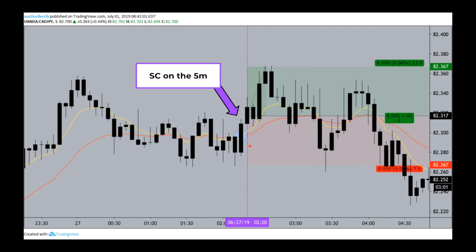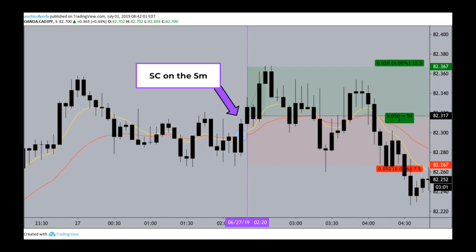Now, if we go to 2:20 in the morning, you can see this was a 5-minute shift candle up. You can see the 8 and 21 EMAs cross here at about 2:20 in the morning, and it moves about 5 pips higher before kind of chopping its way around, and actually would have stopped you out here at a 5-pip stop. So you could have got 1-to-1 out of this trade.